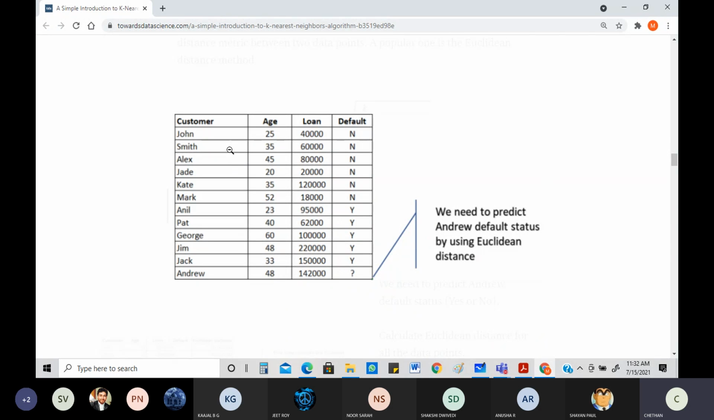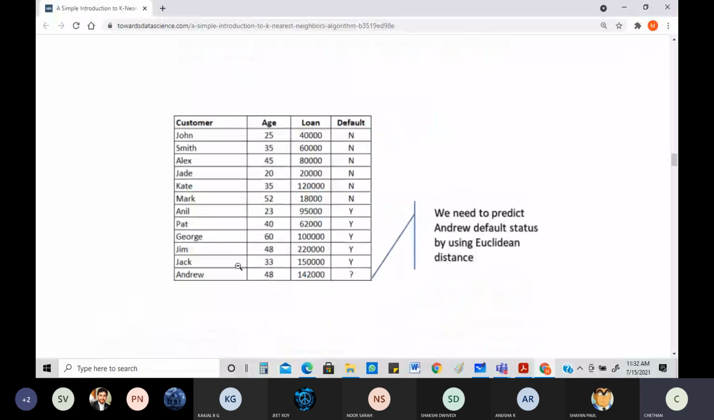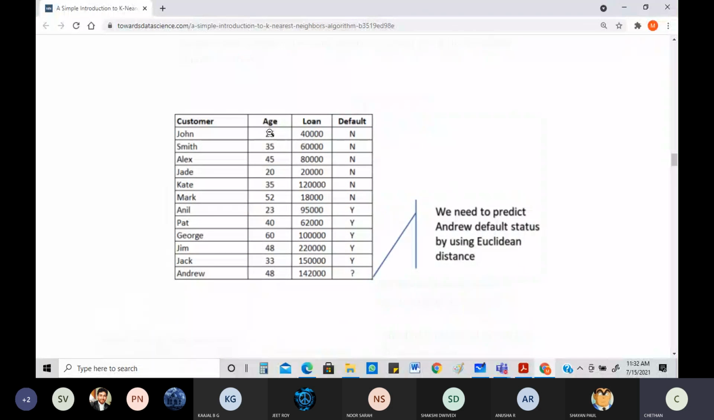So you can't determine whether a person will be paying back the loan or not based on his name. That's not possible. So the only two things that are possible are age and loan. So how do you do it? You calculate what is known as a Euclidean distance. How? Very simple. You take this 48. You are going to do the Euclidean distance with regard to John. You calculate it for each and every one because you need to figure out who my neighbor is.